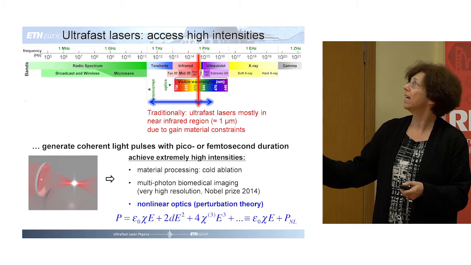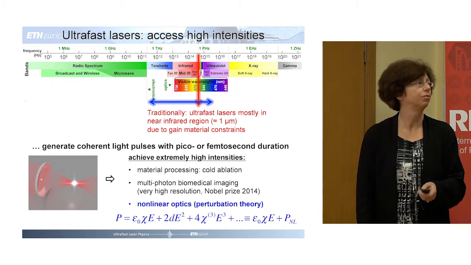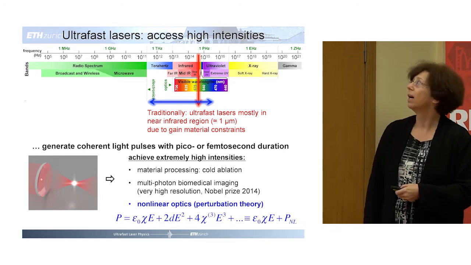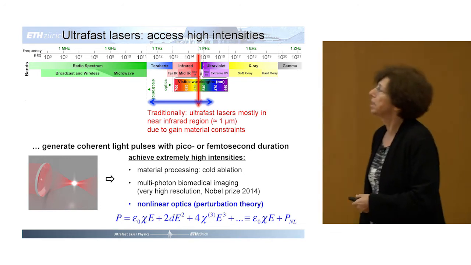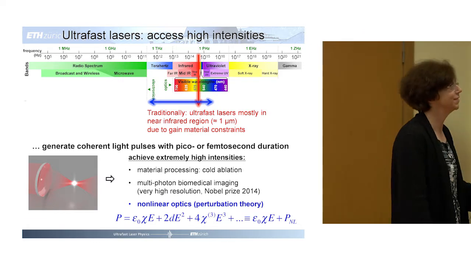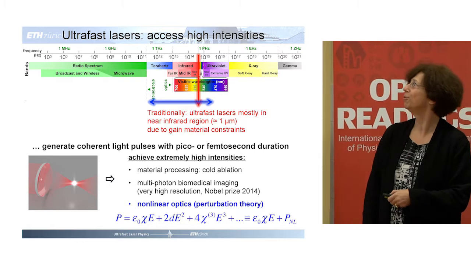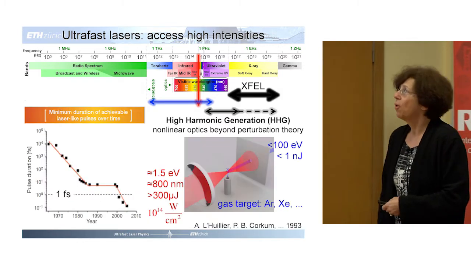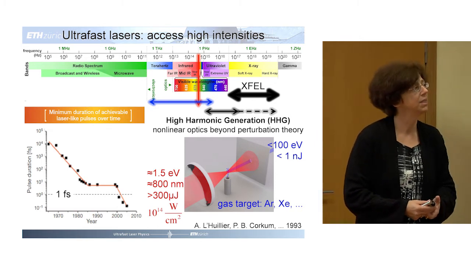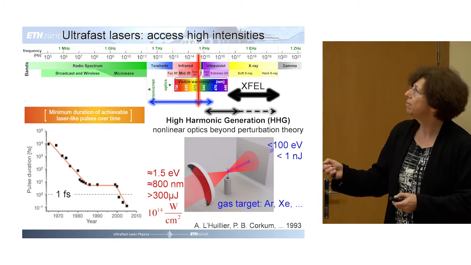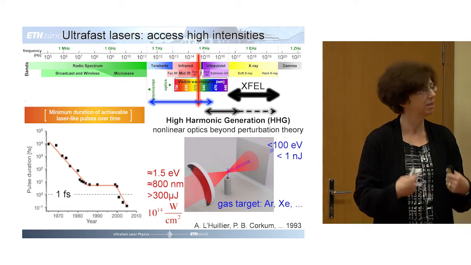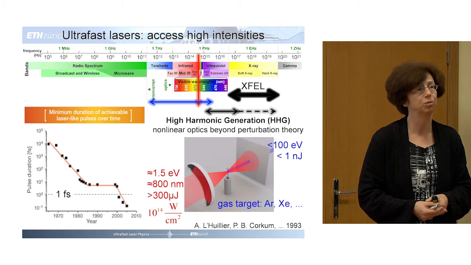And with this kind of laser source, a lot of dynamics have been learned over the years, and in principle, a Nobel Prize should have been given in physics for this as well, not only in chemistry. So, and then in the early 90s, because of the progress that we made in ultrafast lasers, we actually left the perturbation theory in nonlinear optics, and high harmonic generation was discovered.